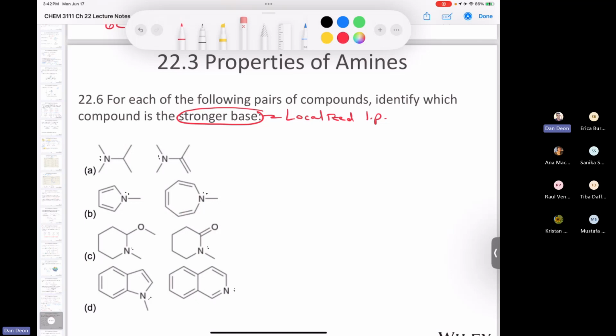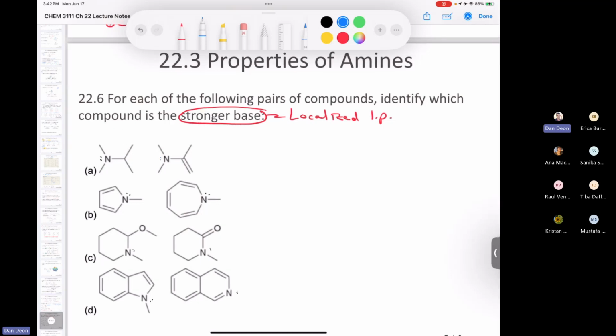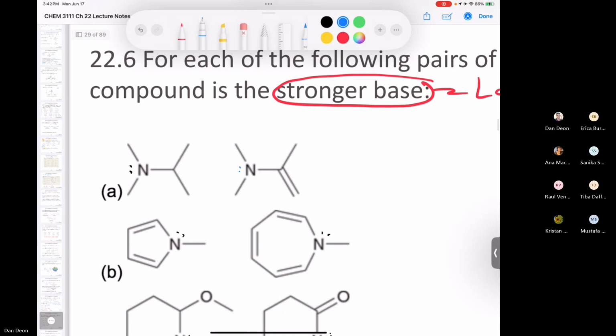So if I color code these, I'll leave the first one in black and I'll put this one in blue. Which one is going to be delocalized, the lone pair in black or the lone pair in blue? Could anybody answer that? Which one would be a delocalized pair of electrons?